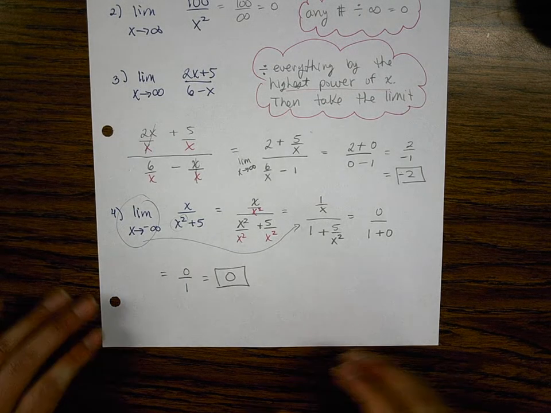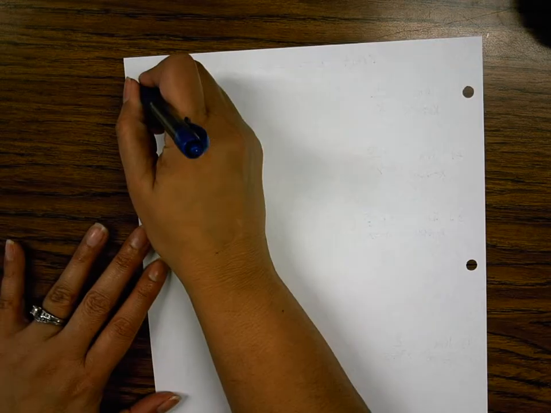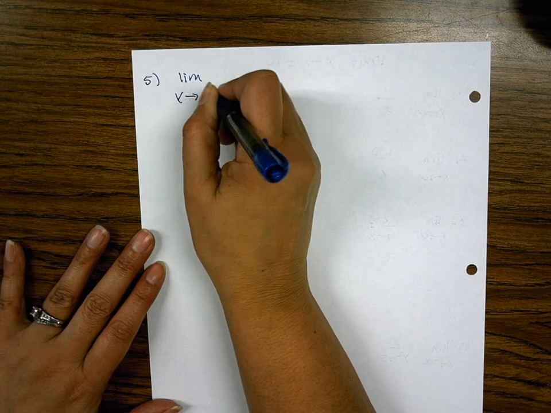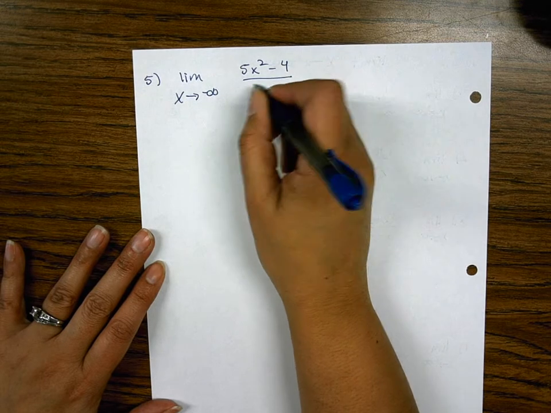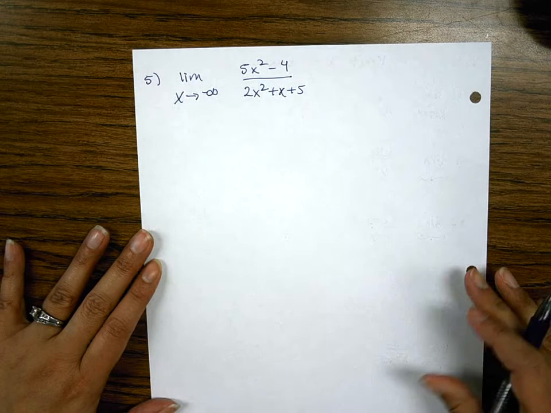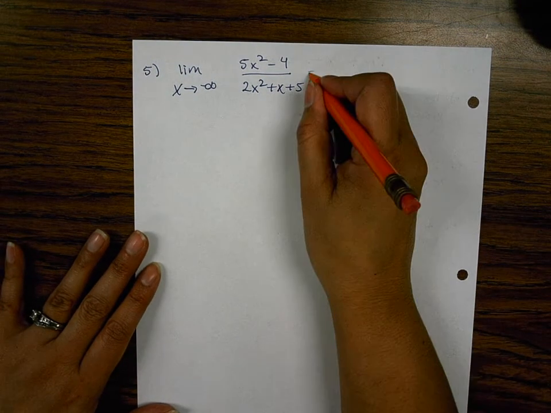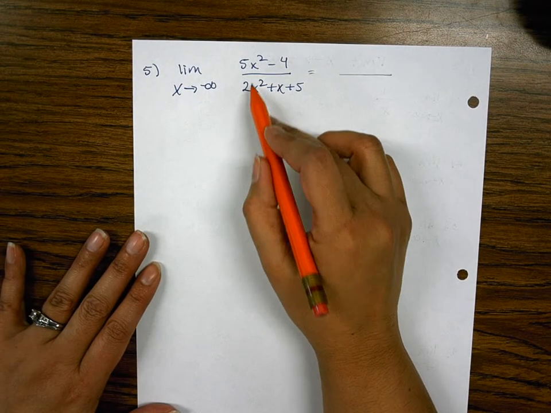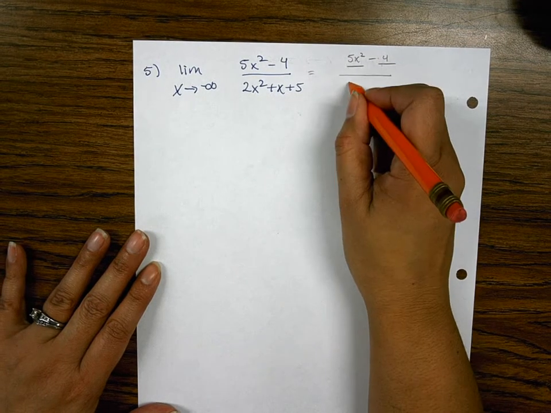All right, let's try another one. Number 5. The limit as x approaches negative infinity of the function 5x squared minus 4 over 2x squared plus x plus 5. All right, so I take everything and divide it by the highest power of x. The degree at the top is 2, degree at the bottom of 2. So I'm dividing everything by x squared.